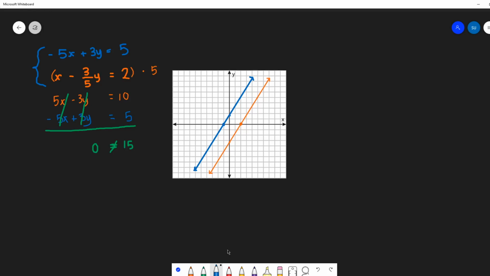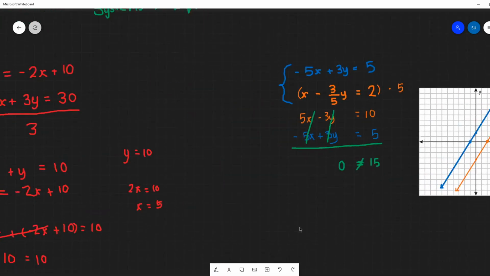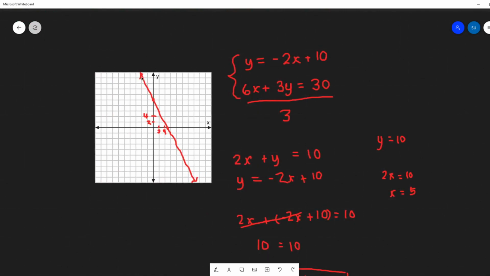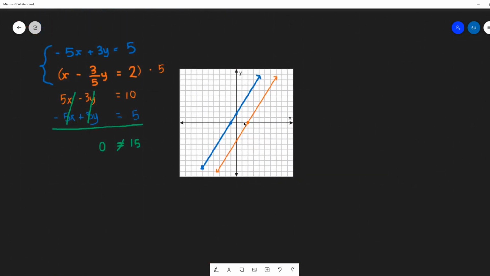And to see whether they have the same exact slope, by the way, these two lines, the previous example, have the same exact slope as well. It's just they have the same y-intercept, so they're basically the same equation. For this one, they're not the same equation. Although they have the same exact slope, they have different y-intercepts, and that's why you'll see that they're both parallel, but they will never touch.